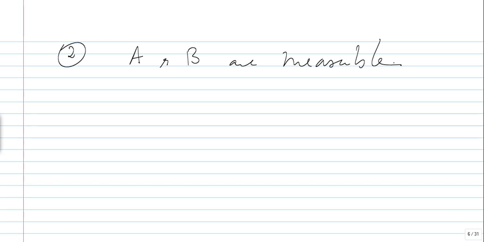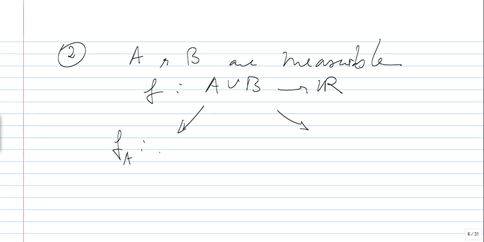The second question, okay, we're taking two measurable sets, so A and B are measurable subsets of R. And we have f, which goes from A union B into R. Okay? So what we're going to do, we're going to take f and generate two functions.